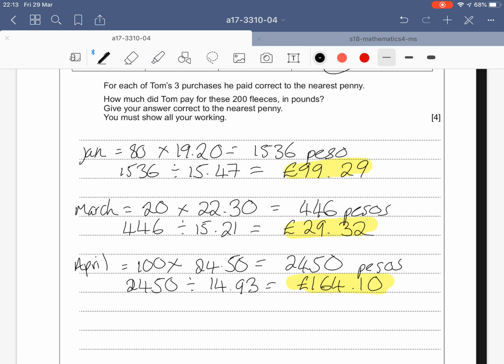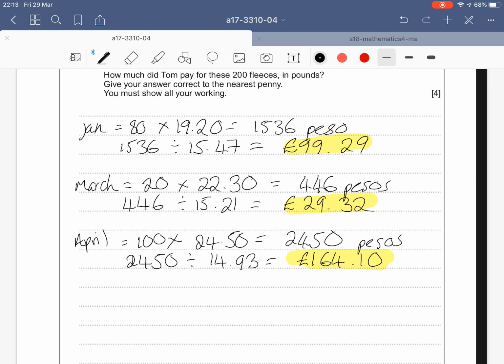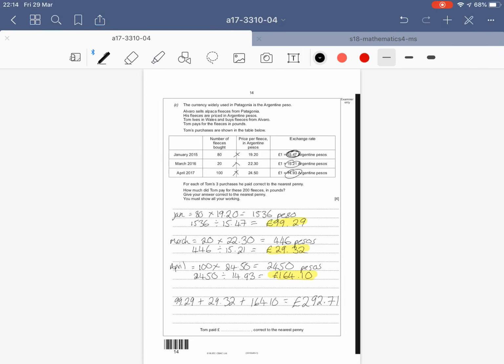So to find out how much he paid in total, we've got the 99.29, add our 29.32, add our 164.10, we should end up with £292.71, and that is correct to the nearest penny. So quite a straightforward one.